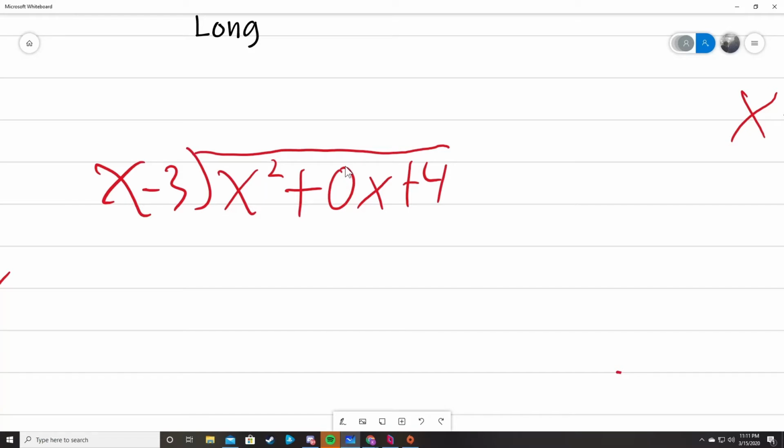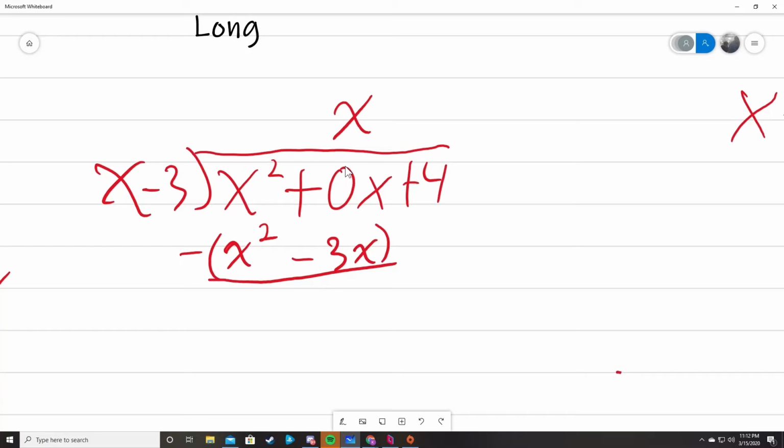So we want to get x to look like x squared, so that means we got to multiply it by an x. So x times x gives us underneath here an x to the second power. Then x times negative 3 gives us a negative 3x. So we're going to make our parentheses. I'm going to put our minus sign right here. Now we go through and we do our subtraction.